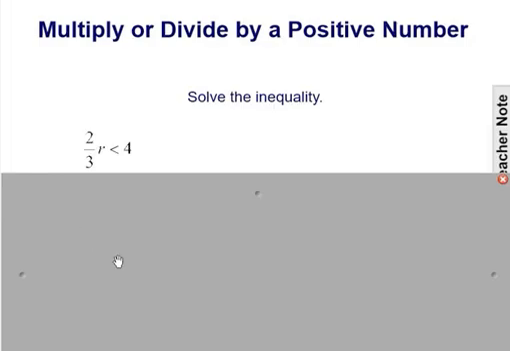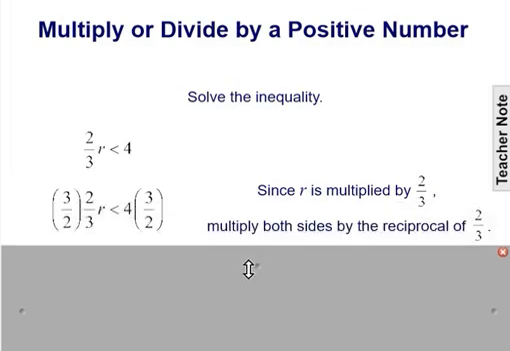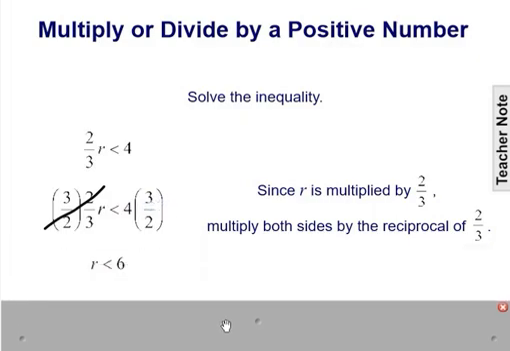Here's another example now with a fraction, but we have 2/3 times r is less than 4, so we're going to solve that inequality. We need to get the r by itself, so since it's being multiplied by 2/3, we need to divide by 2/3, but we don't divide by fractions. We multiply by the reciprocal, which is then 3/2. That is undoing multiplying by 2/3. And then we have 4 times 3/2, so r is going to be less than 6.